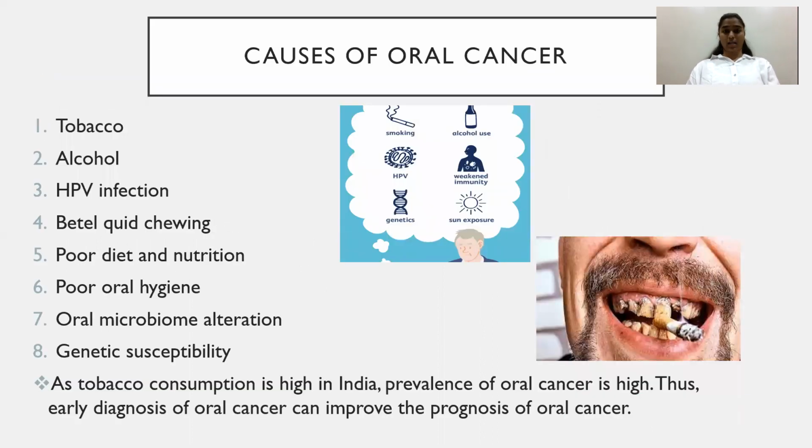Now, what causes oral cancer? There are various etiologic factors which can lead to the development of oral cancer. These include tobacco, alcohol, HPV infection, betel quid chewing, poor diet and nutrition, poor oral hygiene, oral microbiome alteration, and genetic susceptibility. Out of these, tobacco chewing is the most potent high risk factor which can lead to the development of oral cancer. Due to its high consumption, the prevalence of oral cancer in India is high.